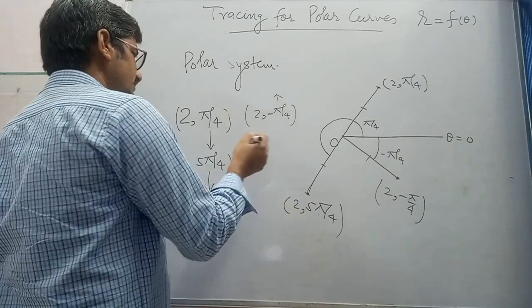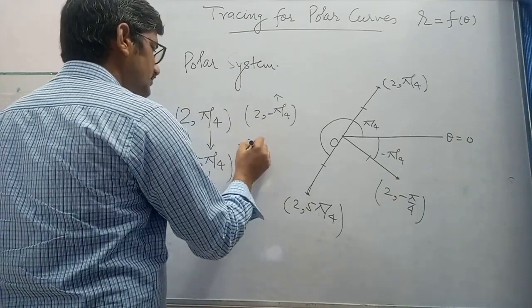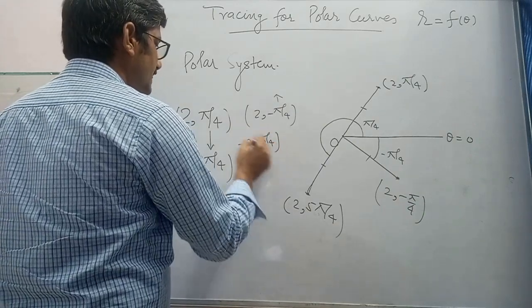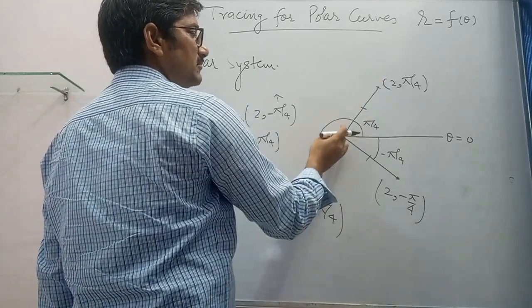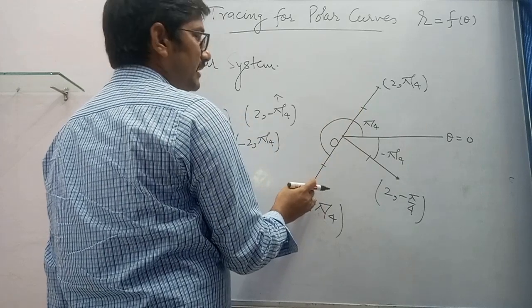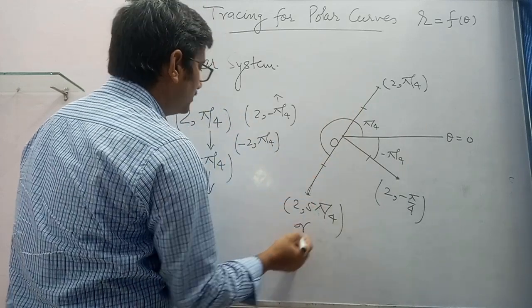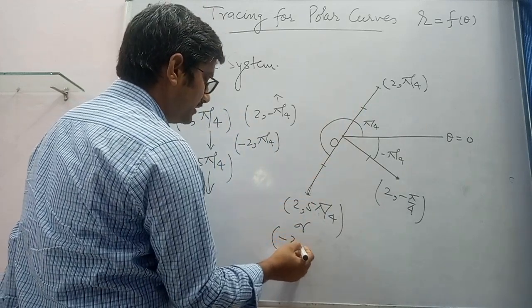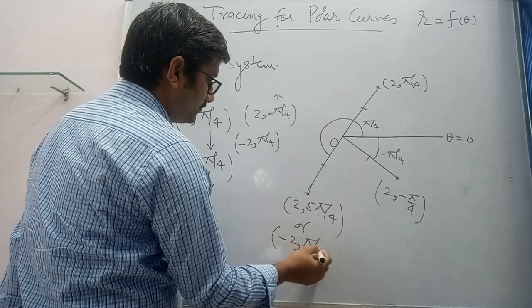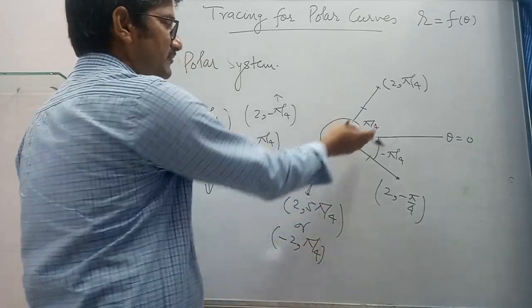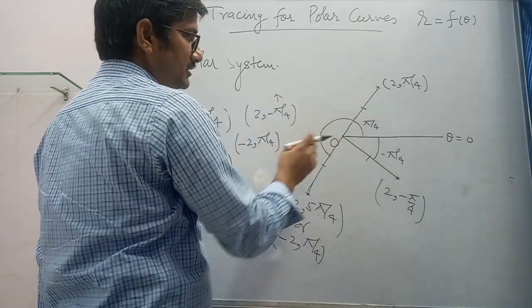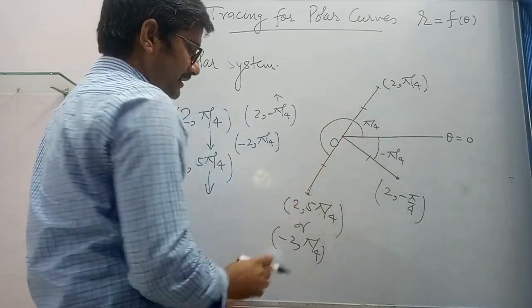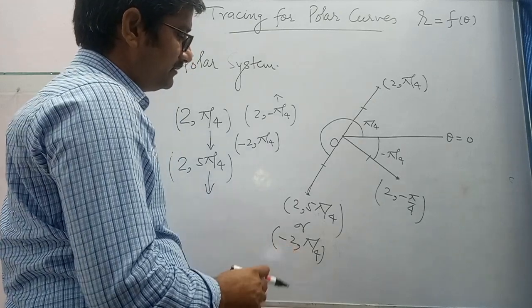Suppose next we have to locate (−2, π/4). So π/4 is this angle. In this direction r will be positive, but in this direction r will be negative. So this point also has the coordinate (−2, π/4). First we have measured π/4. R in this direction will be positive. Opposite to that r will be negative. So (−2, π/4).